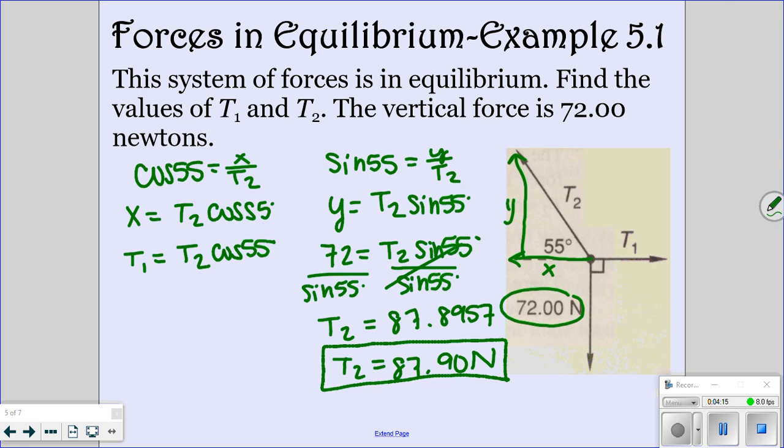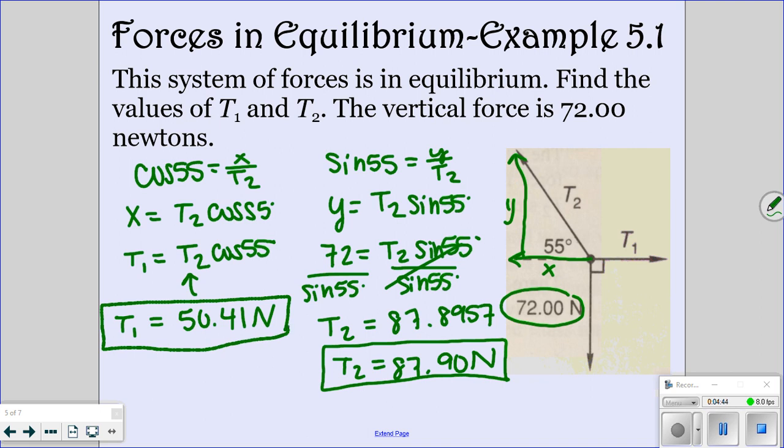Okay, now we need to find our T1. Well, we're just going to plug T2 in right there. So I'm going to take what my calculator gave me and then multiply it by cosine of 55. And if you do that, you should get 50.41, and that's because we're only going to 4 significant digits. And so that would be your answer.